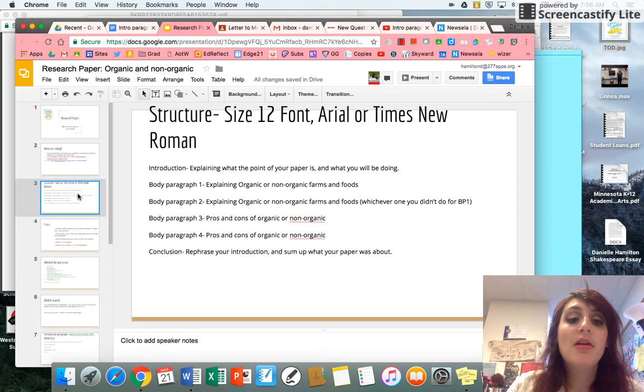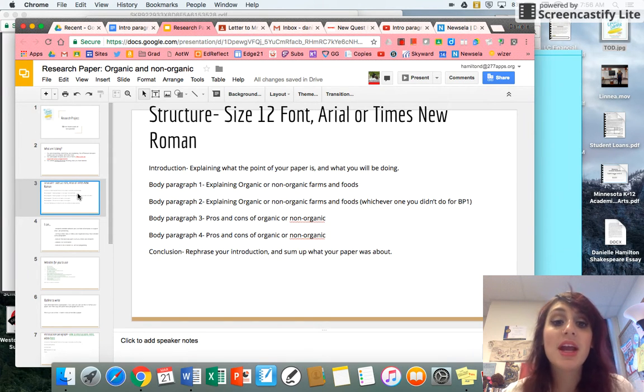So paragraphs 1 and 2 are explaining organic and non-organic farms and food. So 1 paragraph about organic, 1 paragraph about non-organic. And then paragraphs 3 and 4 are the pros and cons. So one is the pros and cons of organic, the other one is the pros and cons of non-organic.